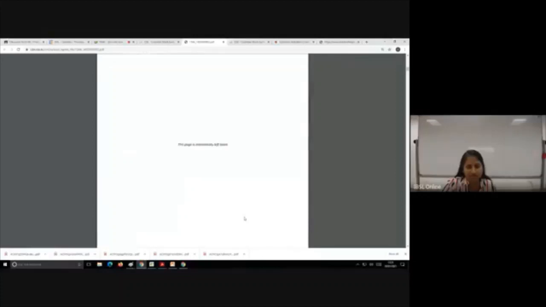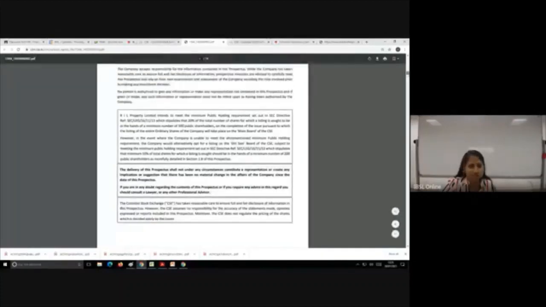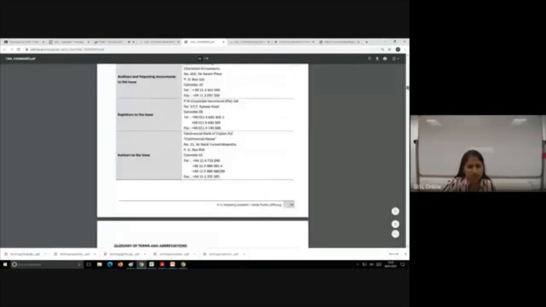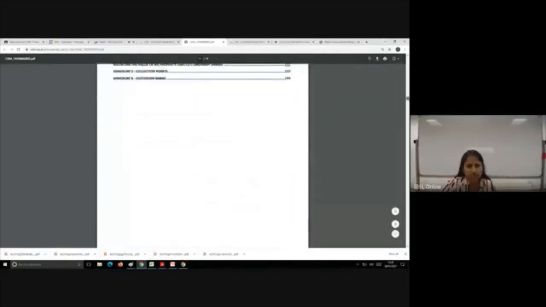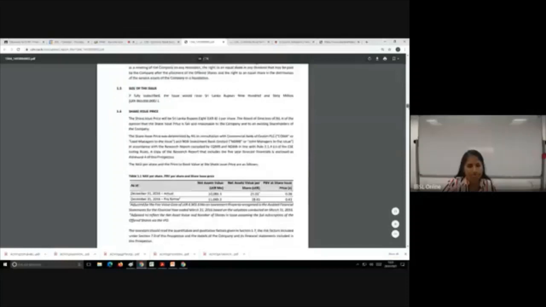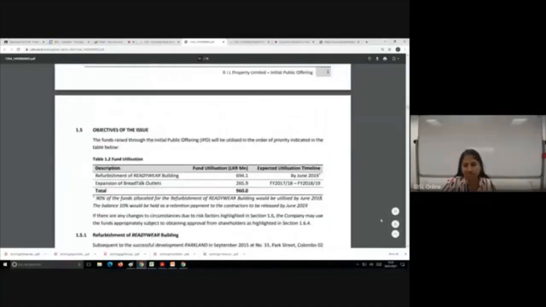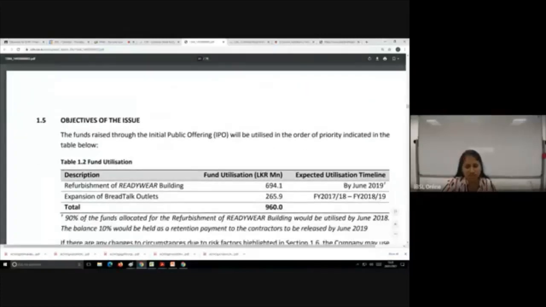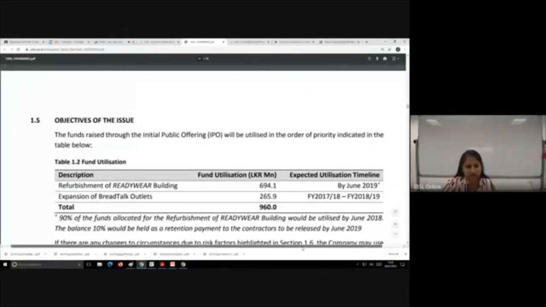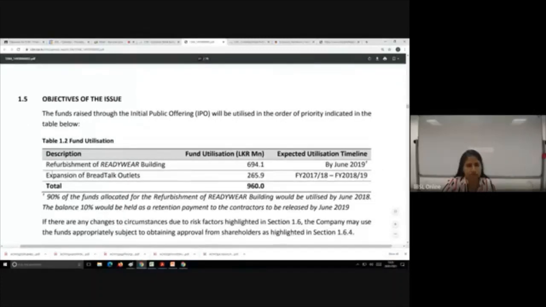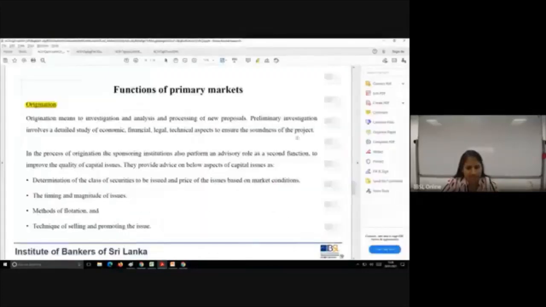Let's first see the purpose for which they are offering this share issue. You can see the project for which they are issuing the shares. They are issuing shares for two purposes: to refurbish one of the buildings that they own and to expand the Bread Talk outlets. Okay, these two are their purposes. So you can see that is their new proposal, or their project.